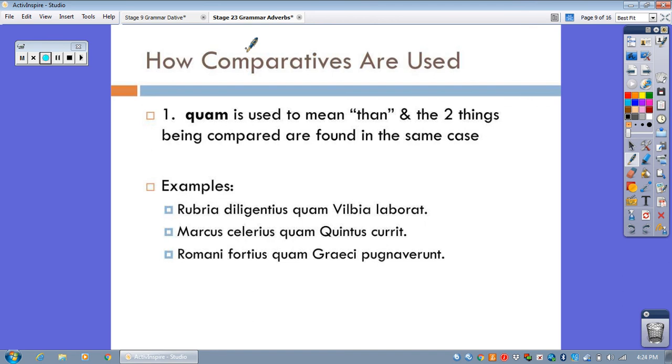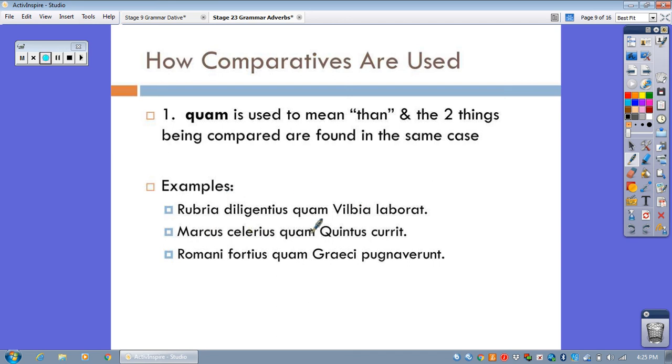Now, how are comparatives used in Latin? This is important. They can often be used with the word quam, which means than. When quam shows up, meaning than, the two things being compared are always going to be in the same case. For example, Rubria diligentius quam Wilbia laborat. Rubria works more carefully than Wilbia. Check it out: Wilbia is nominative, just like Rubria.